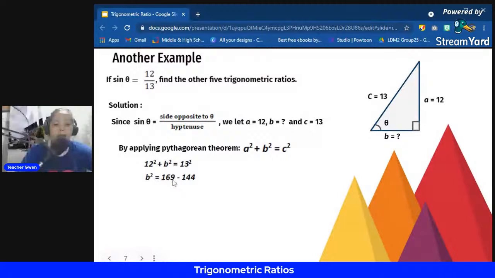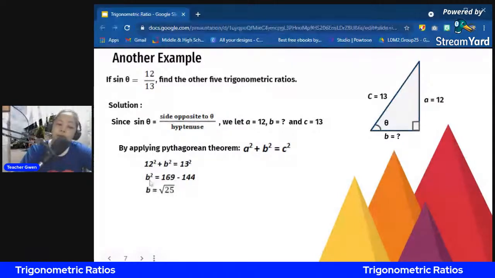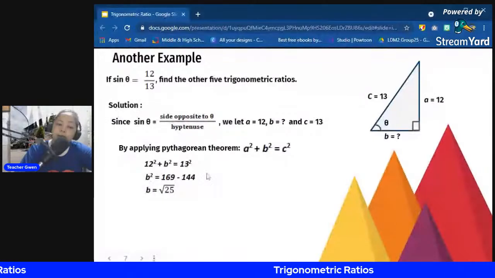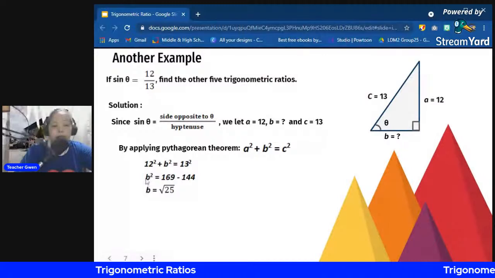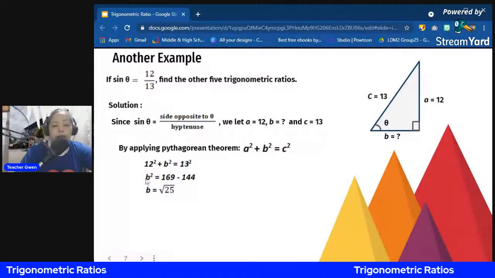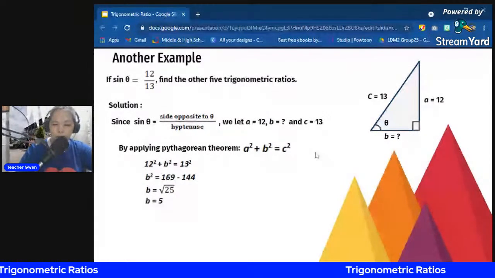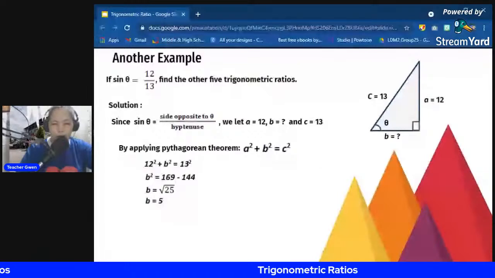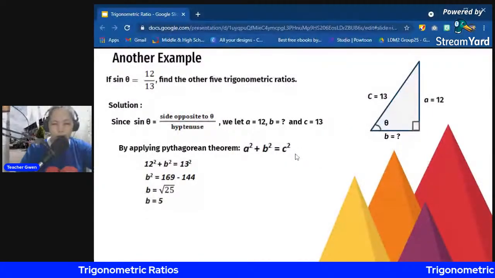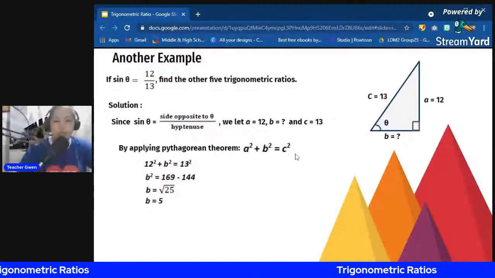Remember, in order to get the value, we take the square root of both sides of the equation, para mawala ang exponent 2. So, B is equal to square root of 25, and 25 is equal to 5. So, we have now the value for B, which is 5. Pwede na nato makuha ang other 5 trigonometric ratios. Other than sine, kay sine na naman ta, 12 over 13.